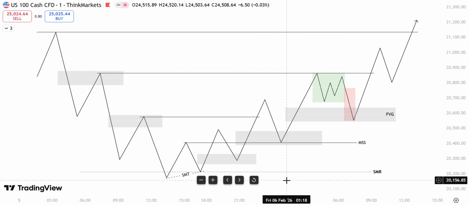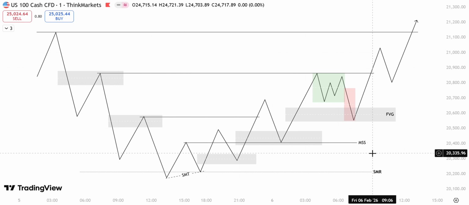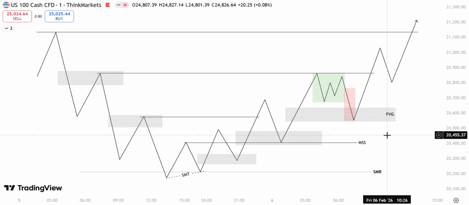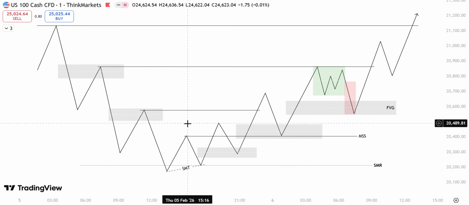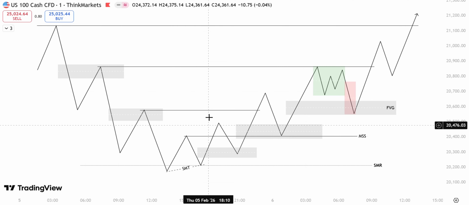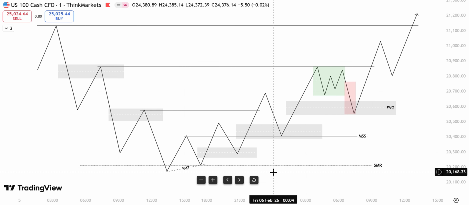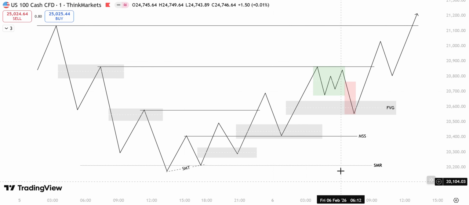And how do I identify the smart money reversal? Usually it happens when price touches two main things, and I want you to write these down. The first one is the previous day high or low, because that is the highest and lowest traded point during that day, and price tends to reverse at those levels. That's one of the things of the smart money reversal.